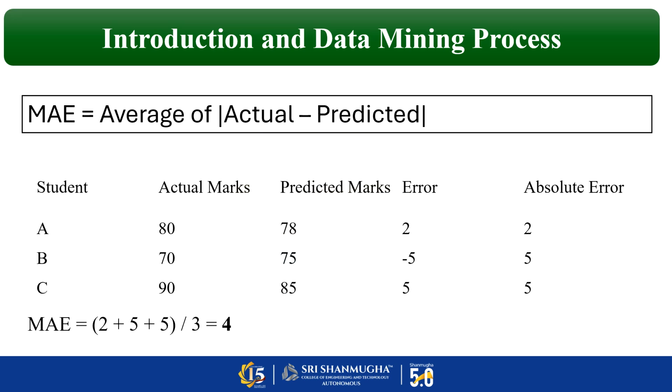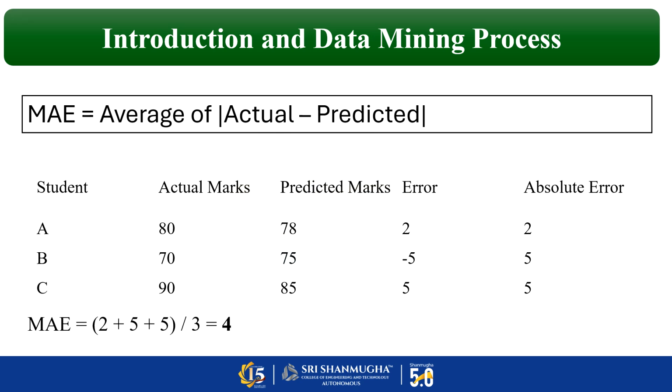I have taken one example. Here we have three students called A, B, C, and these students are predicting their marks: A may get 78, B may get 75 and C may get 85. But once after receiving their answer sheets, their actual marks were 80, 70 and 90 respectively. Now, how do we calculate the error? Error is nothing but the difference between predicted and actual.